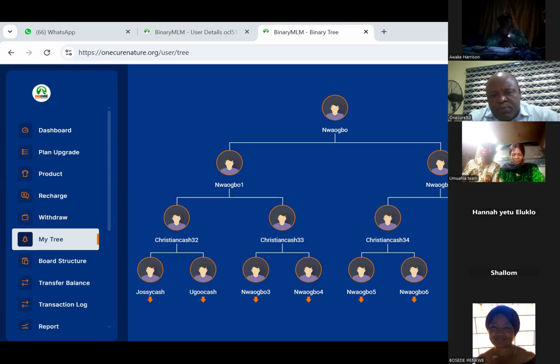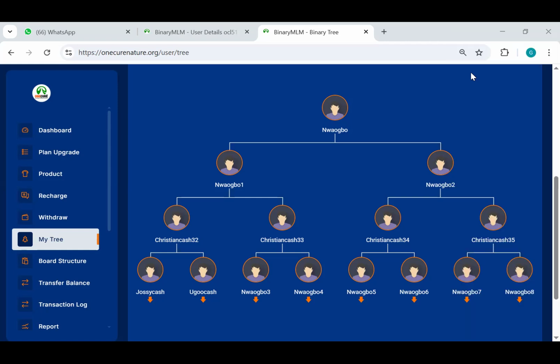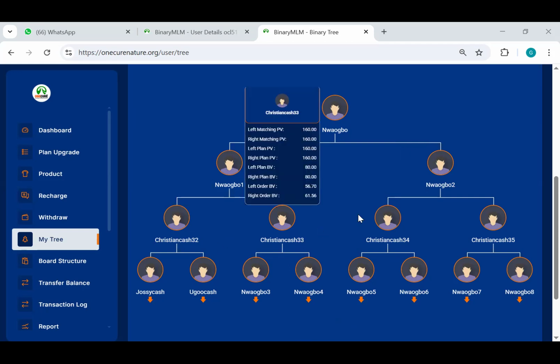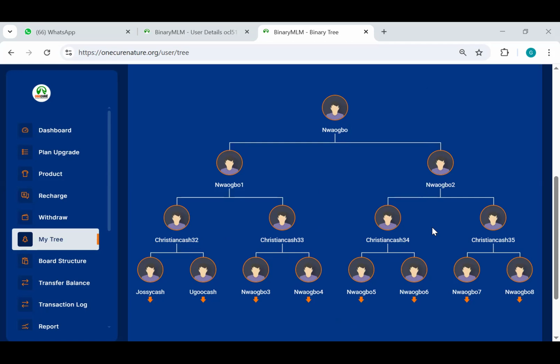Now, this is what I'm explaining. If you look at this tree, this is your tree. This is the network tree of Onecure people. A lot of registrations has been done on your tree. Are we together? And we are saying that because it was registrations that was going on, it may not be real people that are placed accordingly.